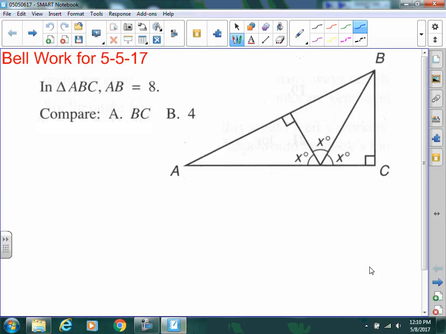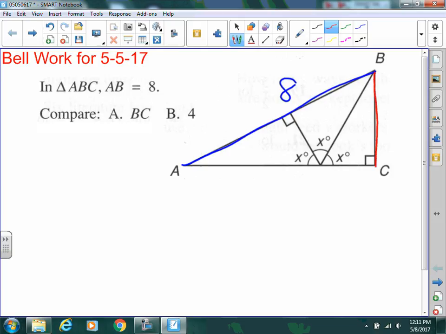For the bell work, they only give us one side. AB is equal to 8. Here's AB, I'll highlight it in blue. It's 8, and that's all they give us. And then they ask us about BC over here.